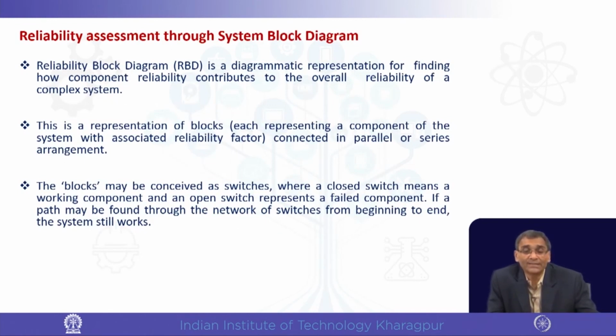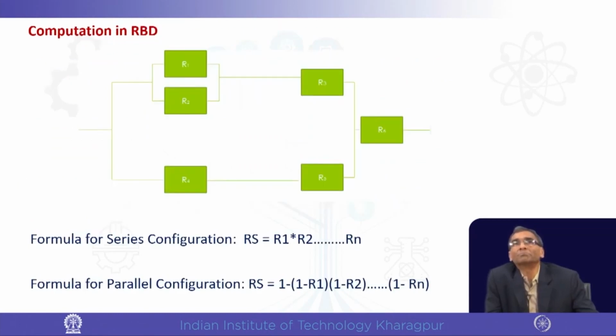Reliability assessment through system block diagram is one interesting part that engineers or designers will have to do. They have to assess the system reliability, which is dependent on the component reliability involved in the system. We will see an example, better than discussing theory. We will go to a computation of a reliability block diagram. Suppose this is the diagram, this is how things are connected, say R1 and R2 are in parallel here.